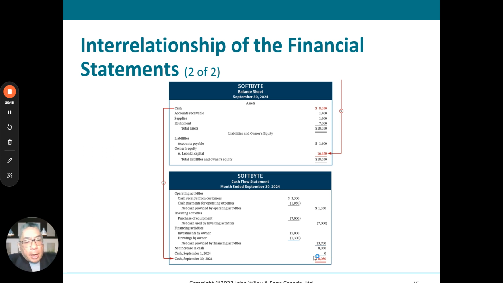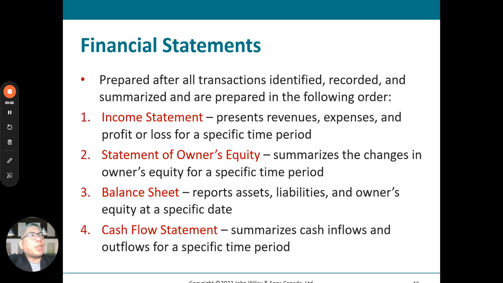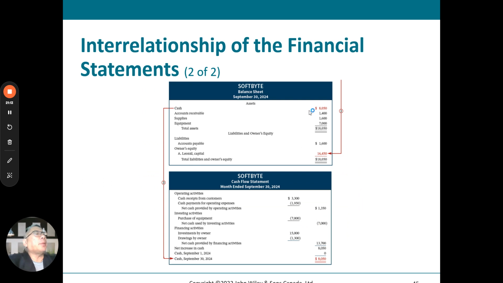You have to prepare the income statement, statement of equity, balance sheet, and cash flow statement. Then you start with number one, the income statement. You get the profit here. You go into the statement of owner's equity, in the retained earnings. Once you get that, you get the detail of the ending total of the statement of owner's equity. Once you get that, you create the balance sheet, and after that, you also create the cash flow statement. So that is basically the end of this chapter.